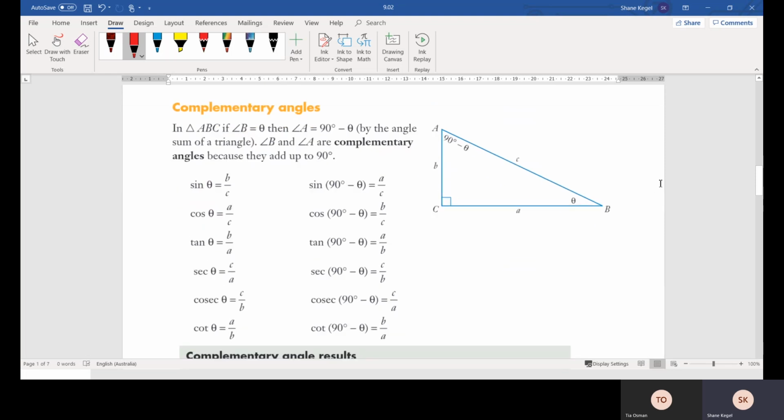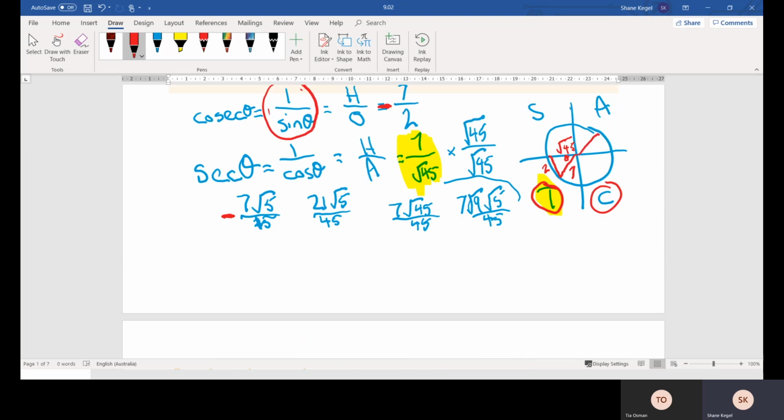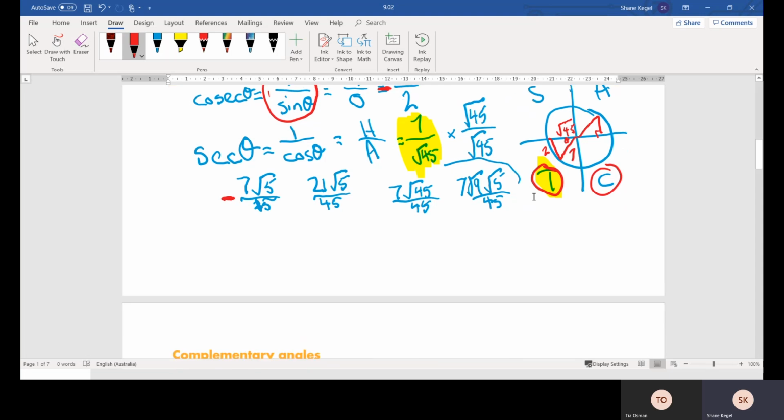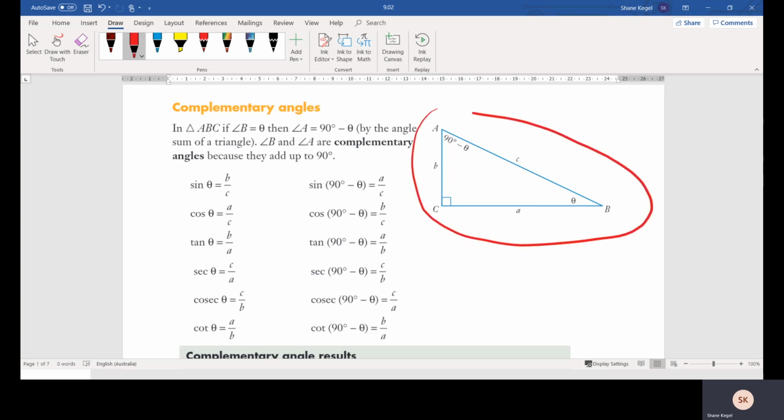Now, complementary angles. Considering when we're drawing our triangles within the unit circle, we're always getting right-angled triangles. We can use complementary angles to work out various values, or to quickly work out if we're swapping between different ratios, or if we're asked to find the equivalence of one ratio in another, which will make sense in a second when we go over it. So essentially we have our triangle.